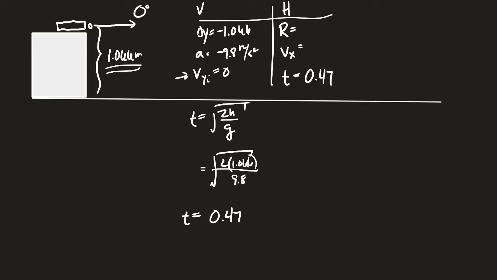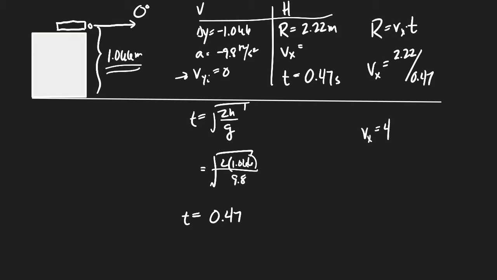We know the time is 0.47 seconds. You measured the range to be 2.22 meters. Since range equals Vx times t, the horizontal velocity should have been 2.22 divided by 0.47. 4 point what? 4.7 something something? I'd keep a lot of something somethings there if I were you.